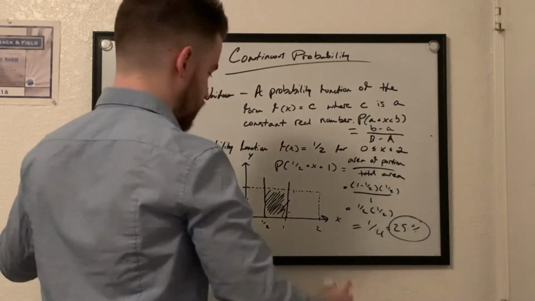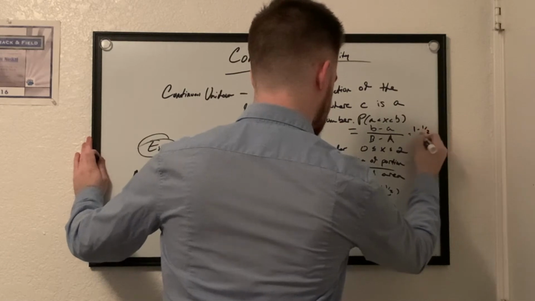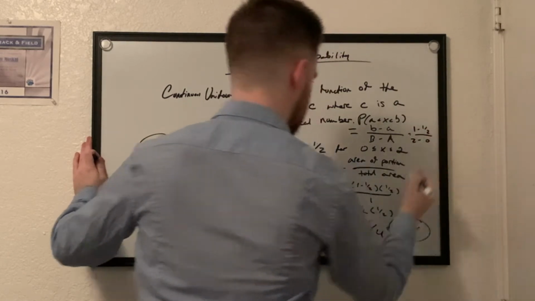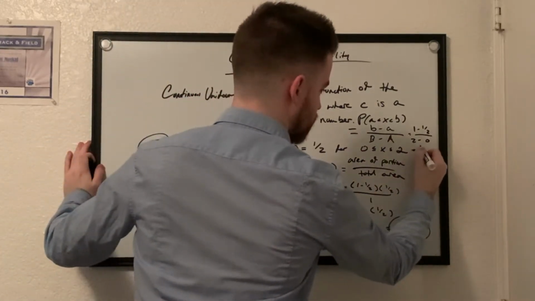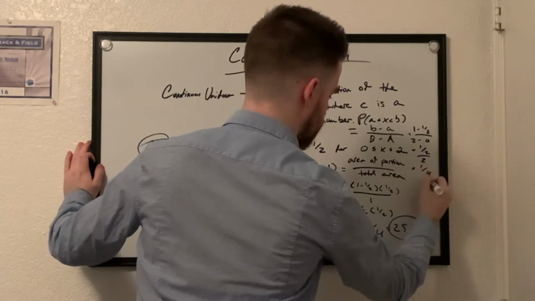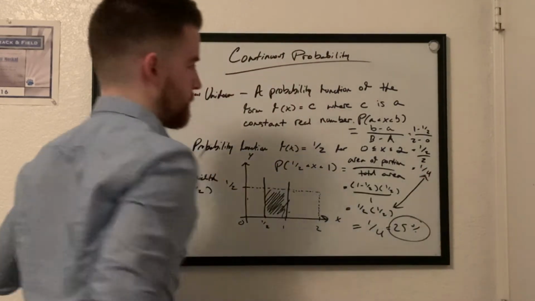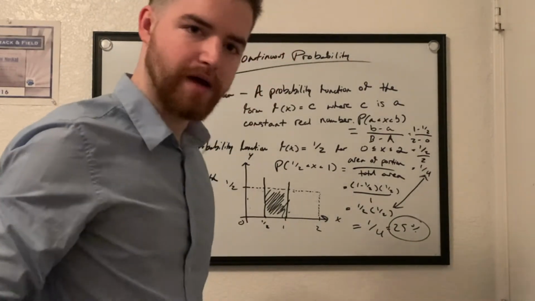And I can show you how this is true. So we can do 1 minus 1/2 divided by 2 minus 0, because x goes from 2 to 0. This becomes 1/2 divided by 2 equals 1/4. So really the width doesn't matter at all.